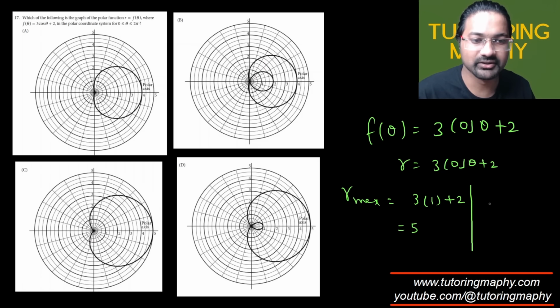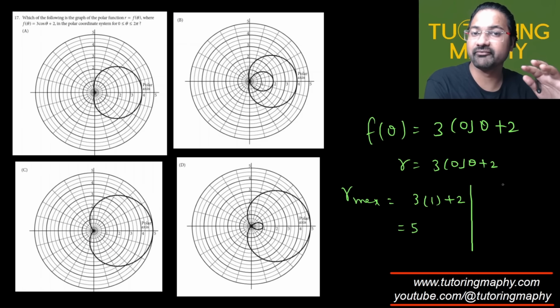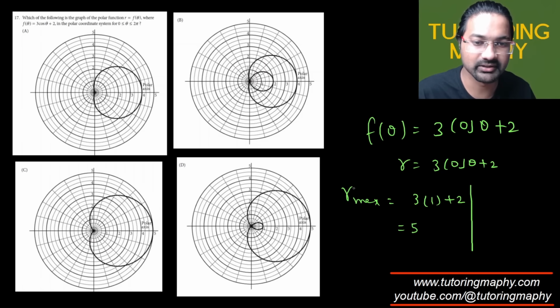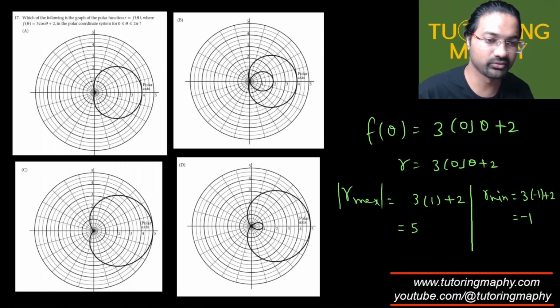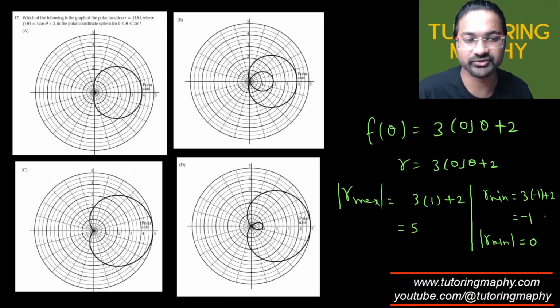The minimum value of r, in fact, remember that we are always looking for the minimum value of the absolute value and the maximum value of the absolute value. So if we talk about the minimum value of r, that will be when cos is -1. So this will be 3 times -1 plus 2, which is -1. But since I'm looking for the minimum value of the absolute value of r, obviously the minimum value of the absolute value of r will just be 0, because it cannot be -1. So the minimum of the absolute value must be 0.